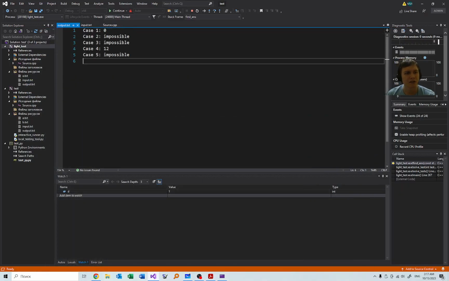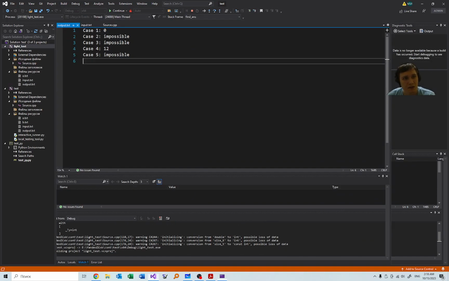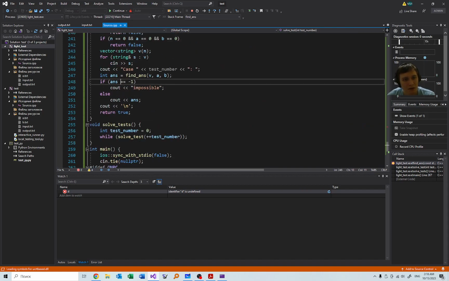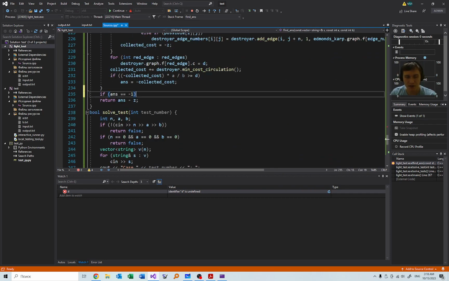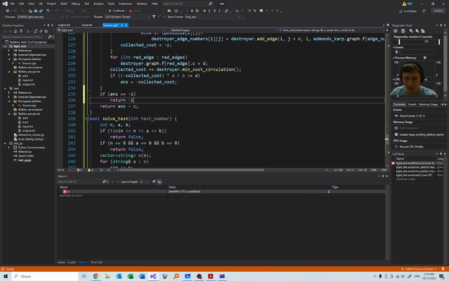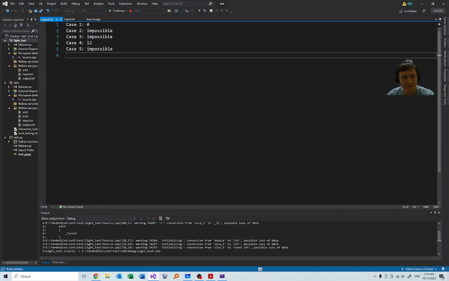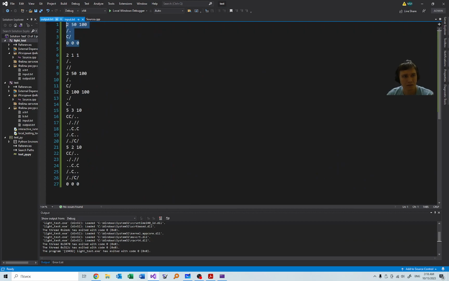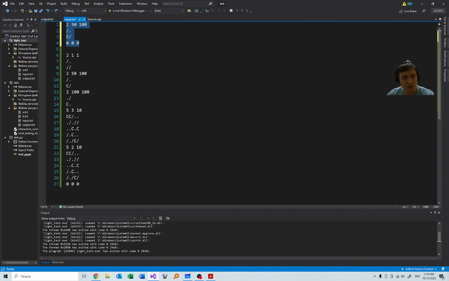Ah, I need to subtract Z, actually. Let's try it with subtracting Z. And here we need to put, okay, if ans equals -1, return -1, or else return this thing. Restart. Okay, now it is 6, which is still not right, but it's better.